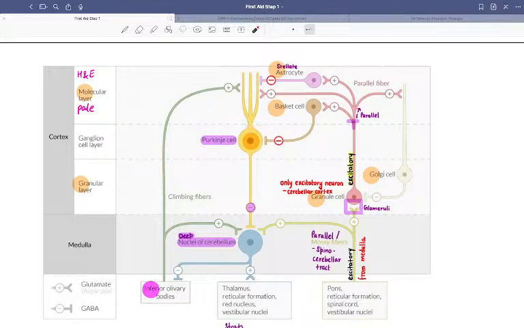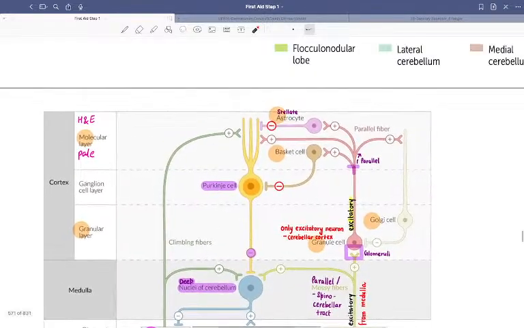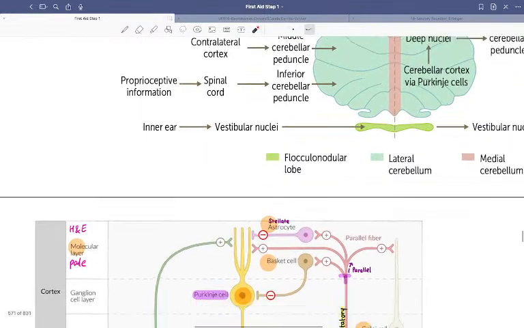Next is the molecular layer. In H&E, it is the palest layer, and it has stellate cells, basket cells, parallel fibers, and so on. So more or less fine. Now what happens to the connections? Let's see. Here we have the fibers. This was coming from inferior; it comes as ipsilateral, while the middle cerebellar peduncle comes as contralateral cortex.